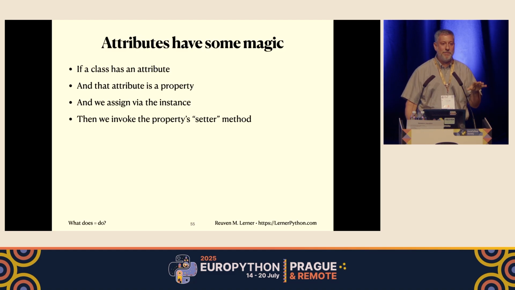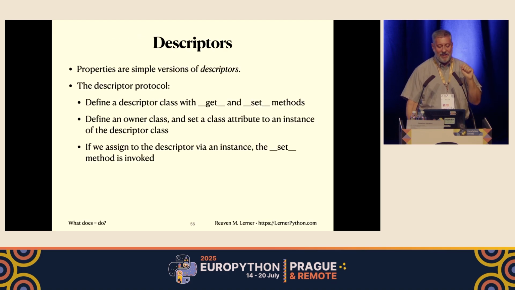But that's the simple version. Because actually, that is a specific simple version of what are known as descriptors, which are sort of the deepest, hardest to understand part of Python. So I'm glad we have about 10 minutes. So basically, a property is a simple version of descriptors. And the descriptor protocol overall says, we define a descriptor class, basically like a property. And that class has __get__ and __set__ methods.